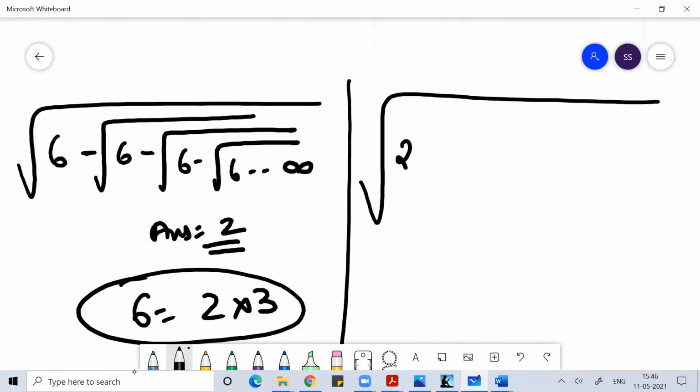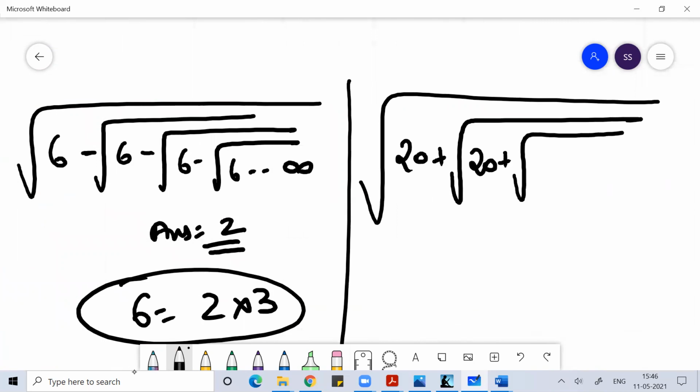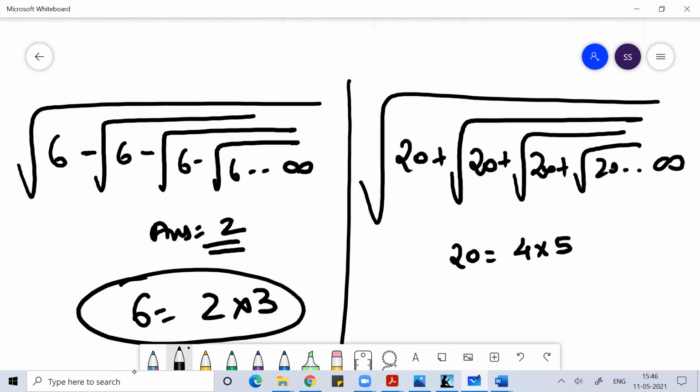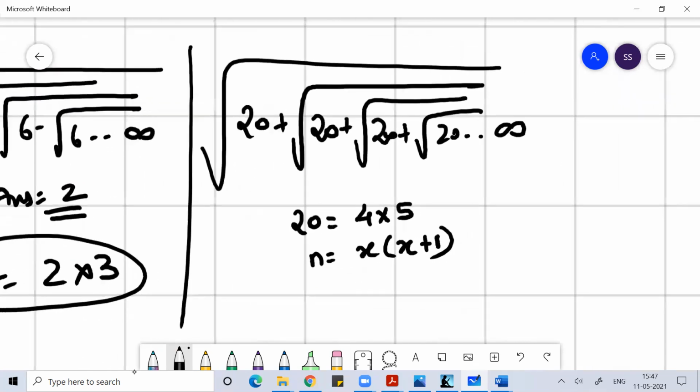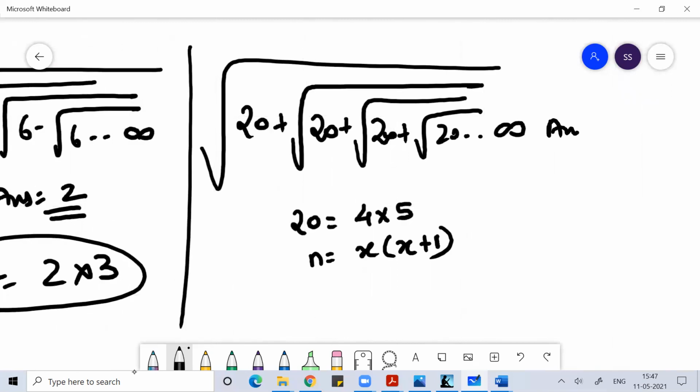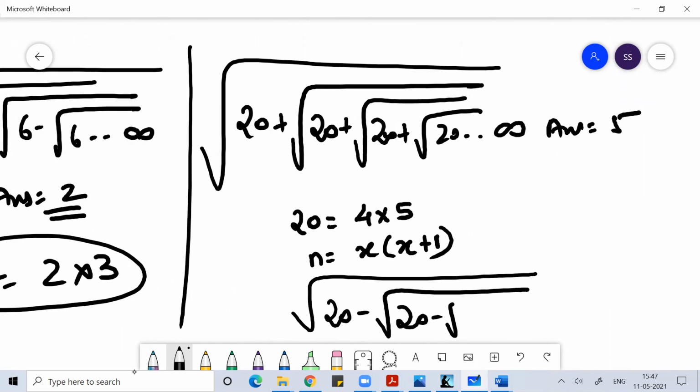Similarly, imagine if I ask you root 20 plus root 20 like this, to infinity, what is your answer? So 10? No, can I write 20 as 4 into 5? Yes, sir. So if you can break that number in this form, then if the plus sign is there, your answer is x plus 1. If the minus sign is there, your answer is x. So here the answer for the plus problem would be 5, and for the minus problem, the answer would be 4. Okay, sir. This is a shortcut way.